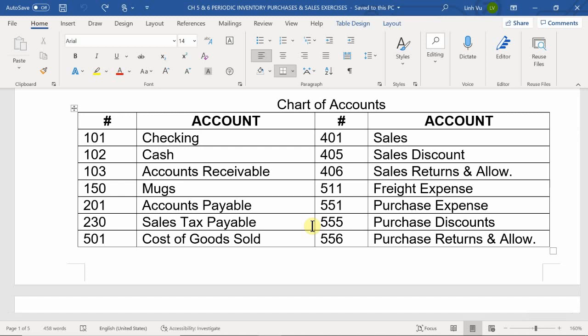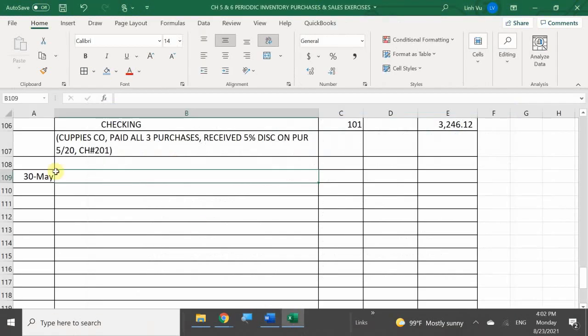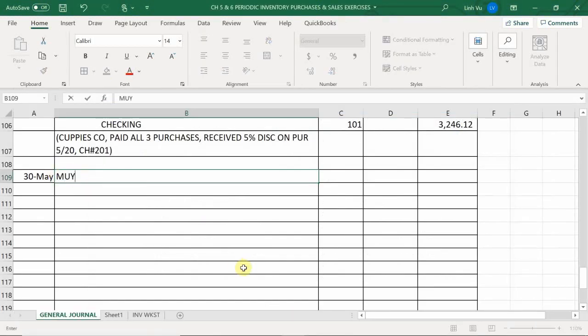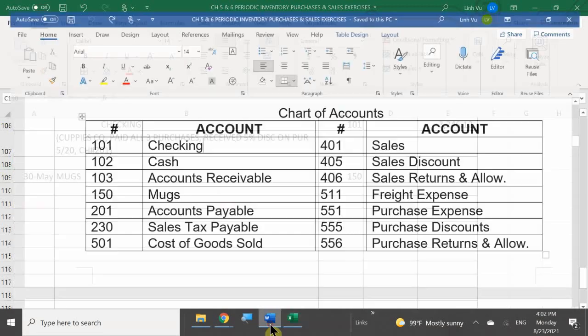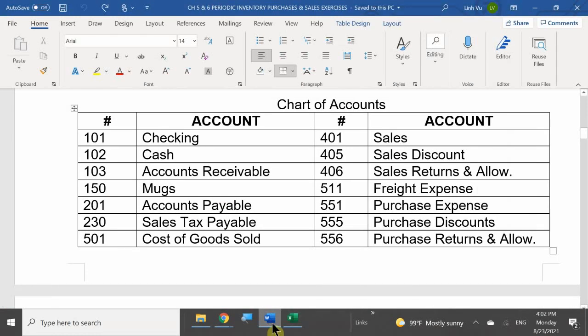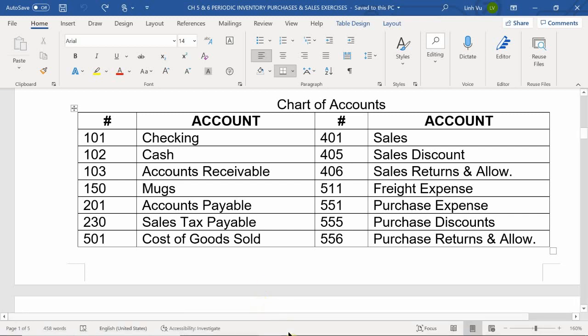Okay, so in this case, do I have an account called inventory? No, we have the sub account called mugs, which is account number 150. So that is exactly what we're going to recognize. We're going to recognize our inventory as mugs. What else are we going to recognize? Cost of goods sold, account number 501.